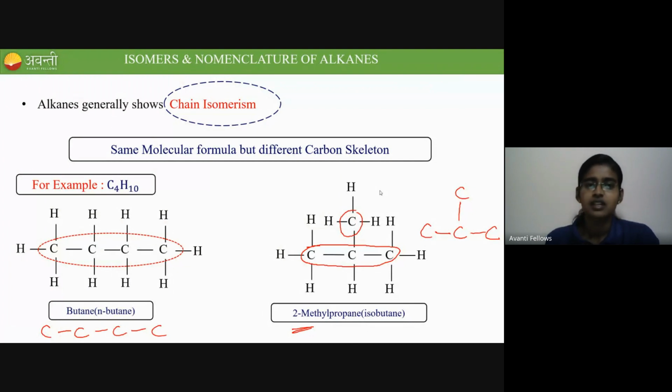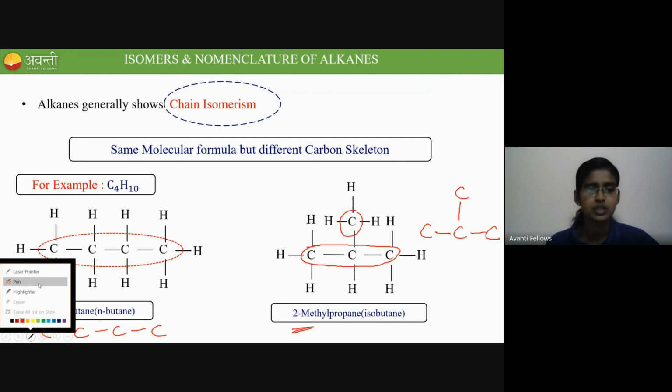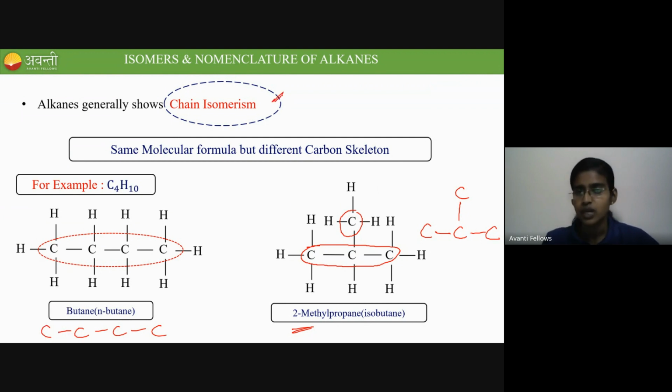Now, talking about the isomerism, isomers are basically the compounds which have same molecular formula but different carbon skeleton. Alkanes generally show the chain isomerism. So, what are chain isomers? Compounds having same molecular formula but different carbon skeleton are called chain isomers. Basically, isomerism means they will have same molecular formula and different structure. Specifically talking about chain isomerism, they will have different carbon skeleton.